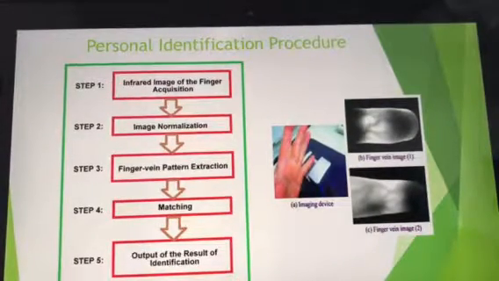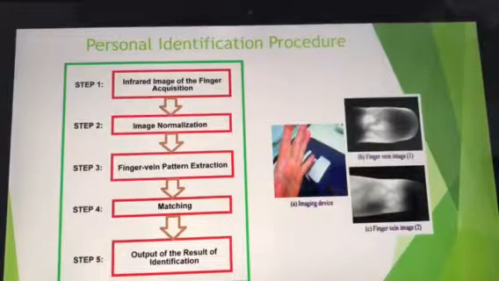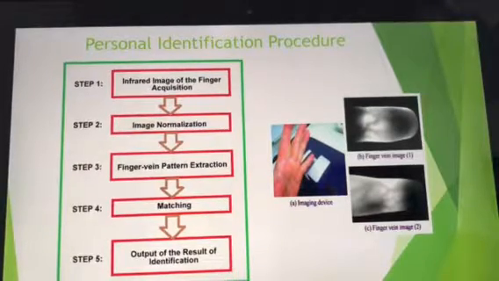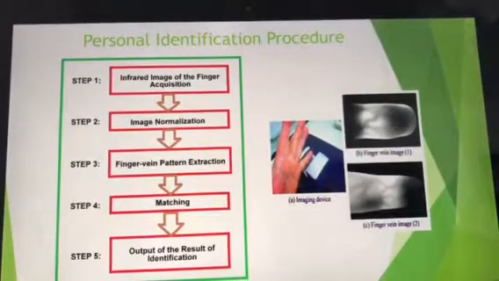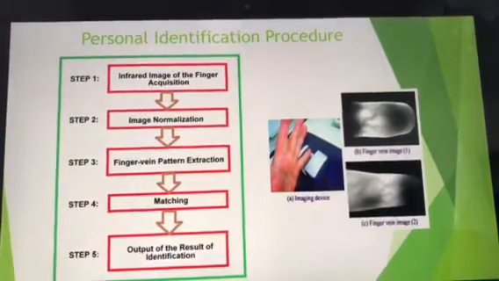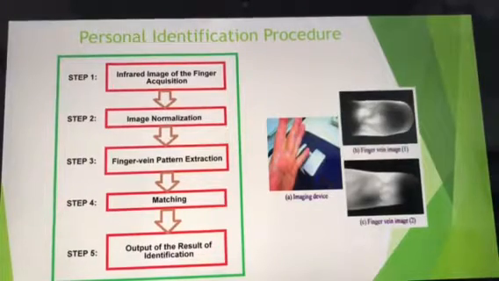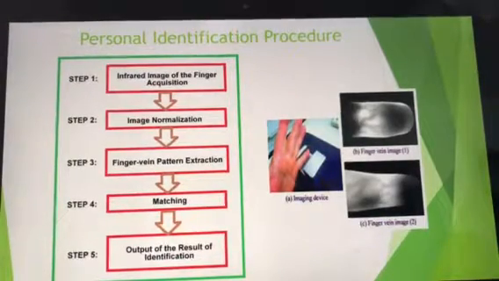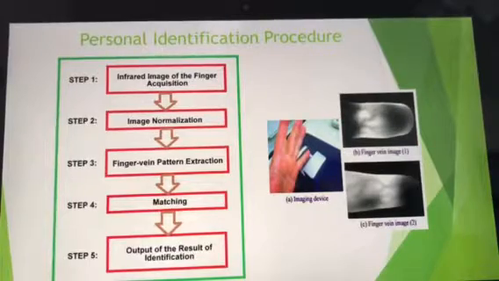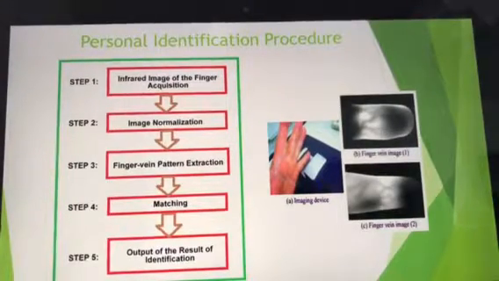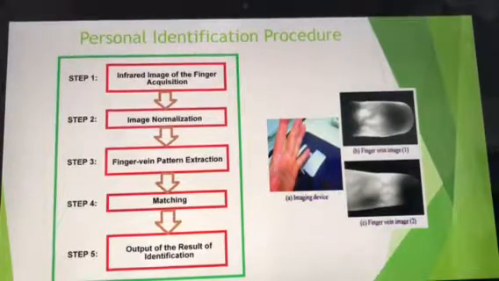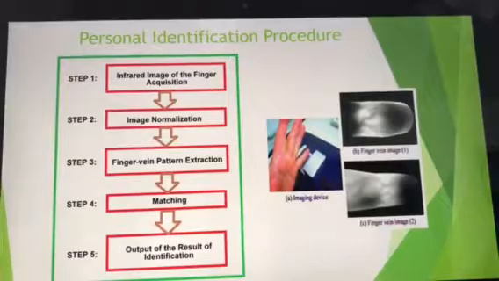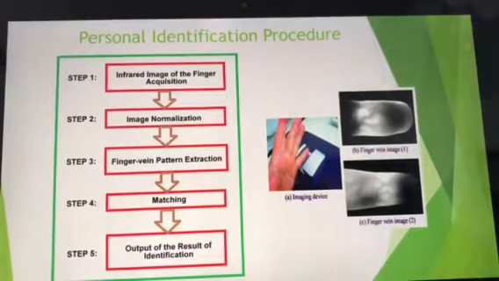The personal identification procedure: step 1 is infrared image acquisition of the finger, step 2 is image normalization, step 3 is finger vein pattern extraction, step 4 is matching, and step 5 is output of the result of identification. Now we can see in image A how this device has been manufactured and designed so that a picture of a finger can be taken. In image B, we can see the glowing infrared image of the finger. In B and C, we can see the vein image which was exposed by the infrared light.